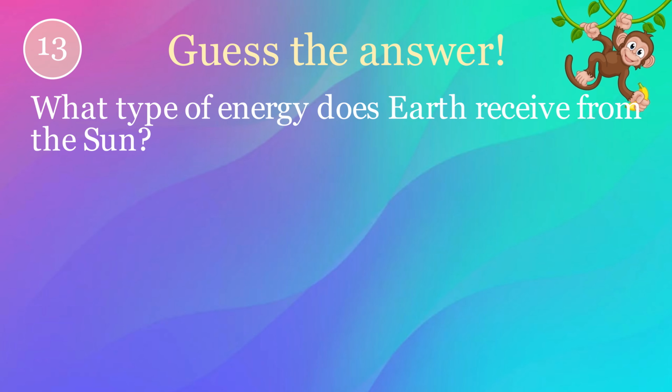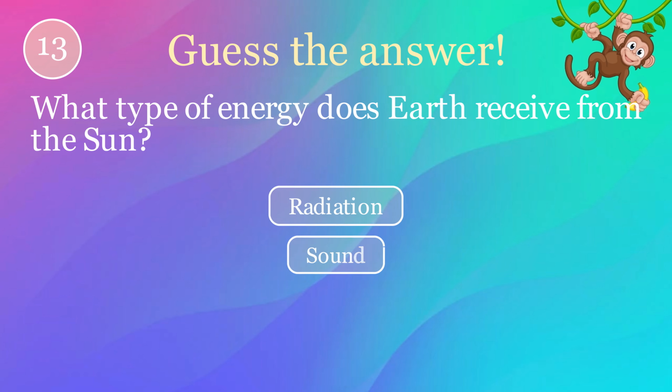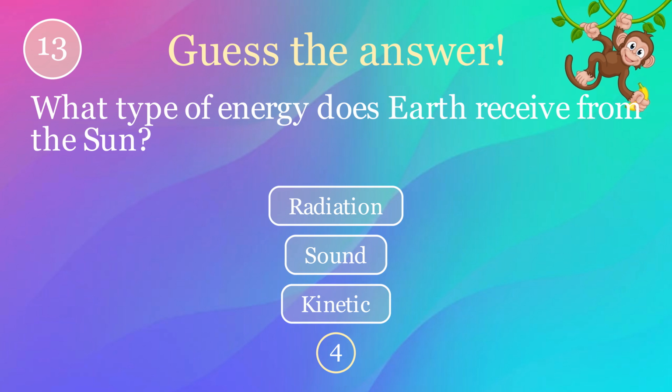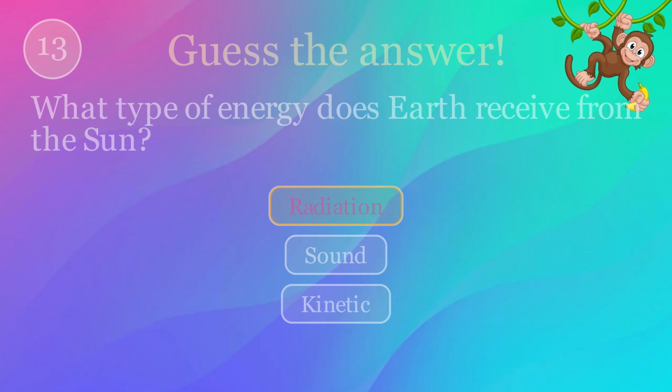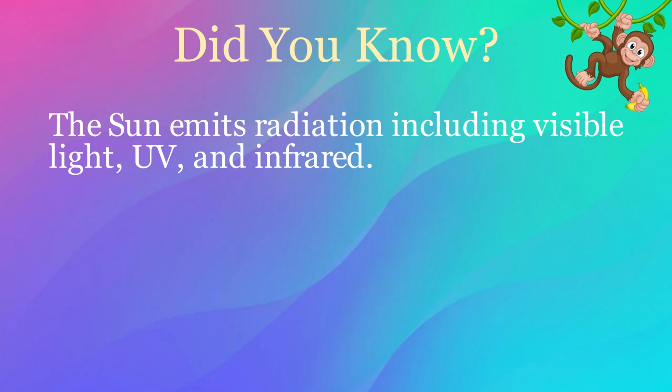What type of energy does Earth receive from the sun? Radiation, sound, kinetic. The correct answer is radiation. Here's an interesting fact: the sun emits radiation including visible light, UV, and infrared.